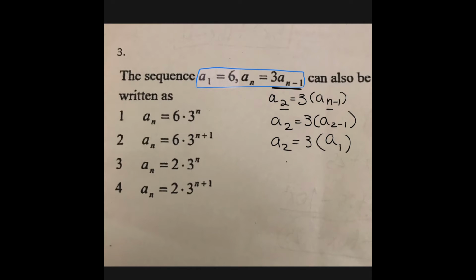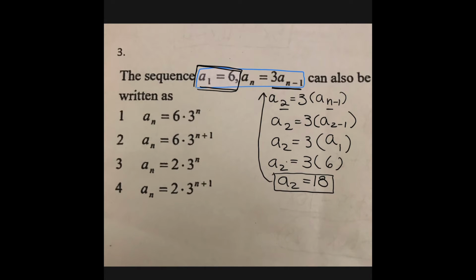So 3 times 6, which is our a sub 1, 3 times 6 equals our second term, and that should be a value of 18. Now we know our second term is 18, according to these 2 formulas that we were able to use to determine that. Now we have to determine which one of these answer choices right here will also give us the same value for a sub 2, which we just determined.